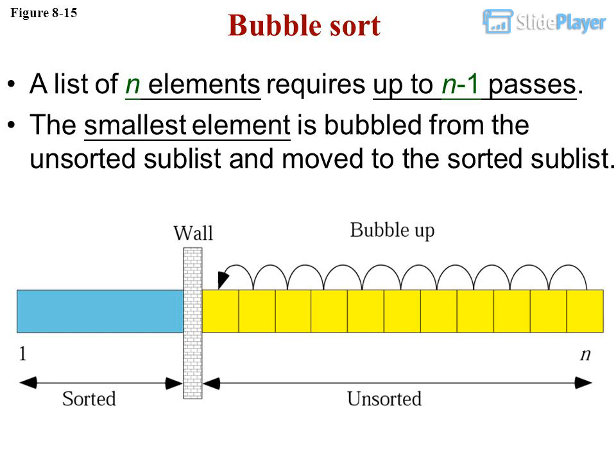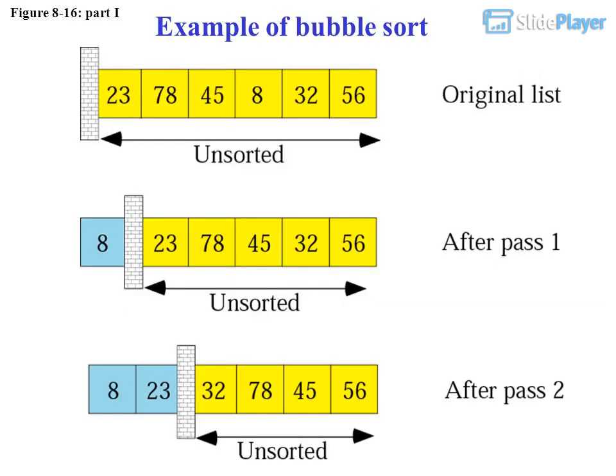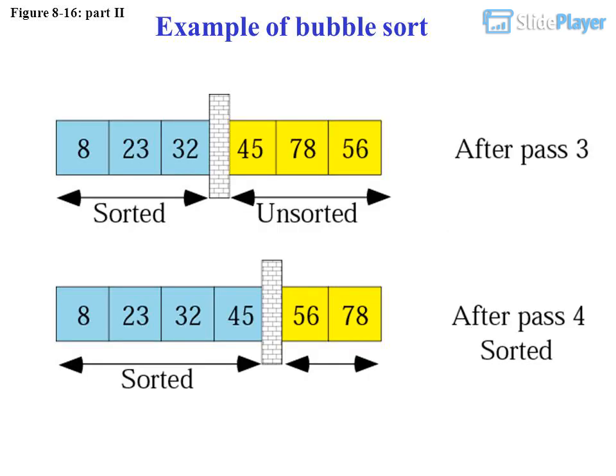Bubble sort. A list of n elements requires up to n-1 passes. Figure 8.15. Bubble sort. The smallest element is bubbled from the unsorted sublist and moved to the sorted sublist. Figure 8.16, Part 1. Example of bubble sort. Figure 8.16, Part 2. Example of bubble sort.